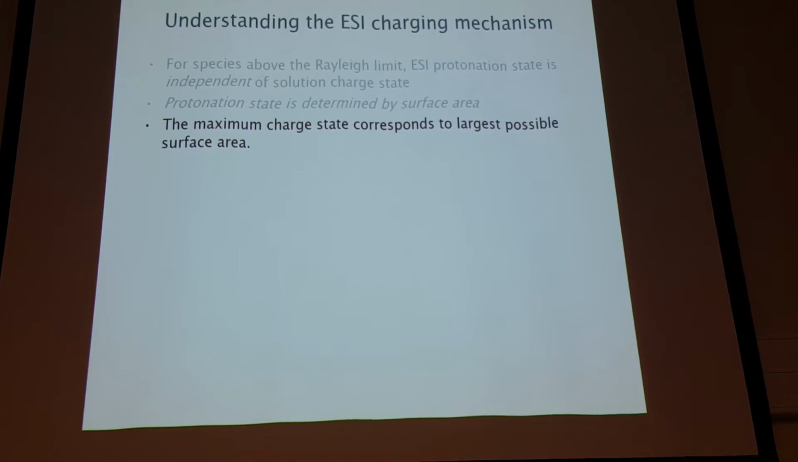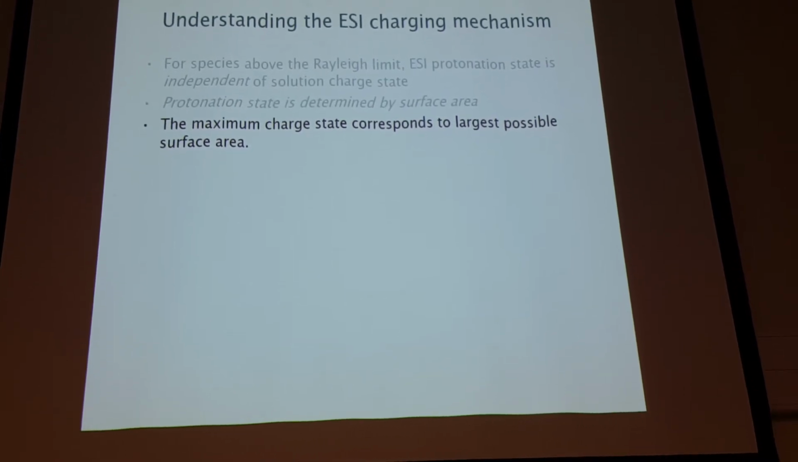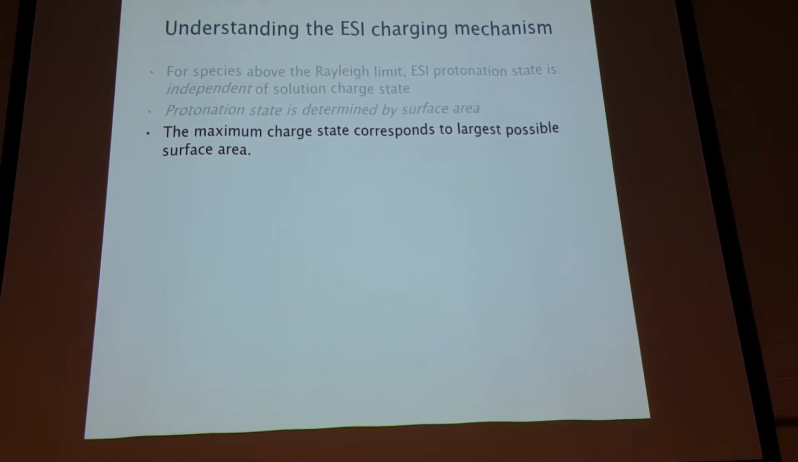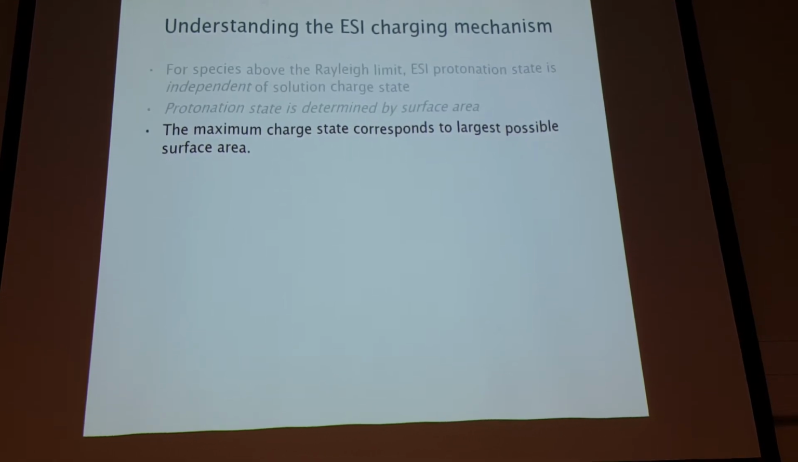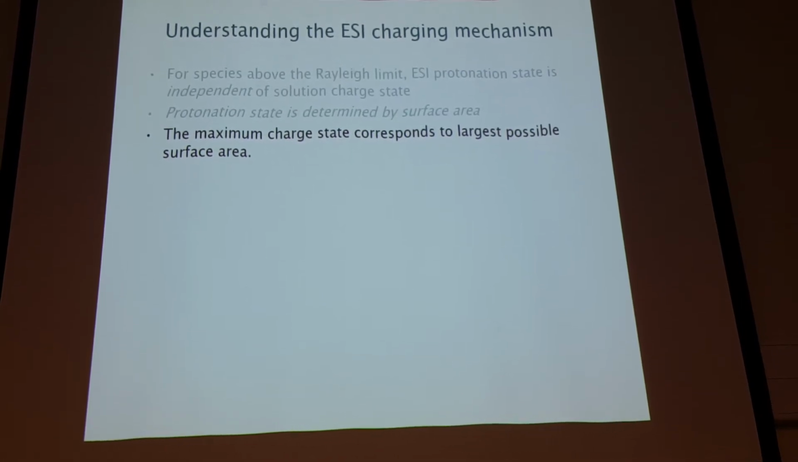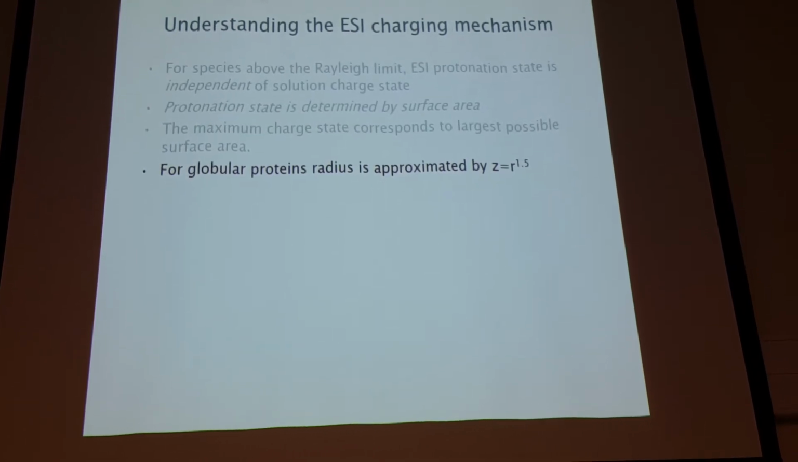So the maximum charge state, as you would expect, corresponds to the largest possible surface area. For a protein, this is the linearized structure. You cannot exceed that surface area. And that's why there's a maximum charge that you can't exceed.